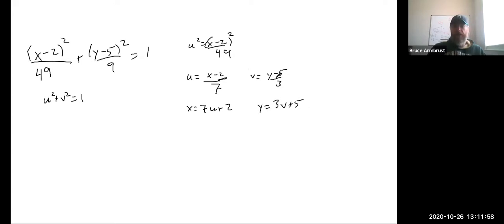And that's just solving these for x and y. So these are really the transformations I'm doing. And you can see if you were to take that and plug it in, like take this 7u plus 2 and fire it in there, 7u plus 2 minus 2 is 7u. 7u squared is 49u squared. The 49's cancel and we're left with u squared. And then similarly, you can see the same thing happens with the y.